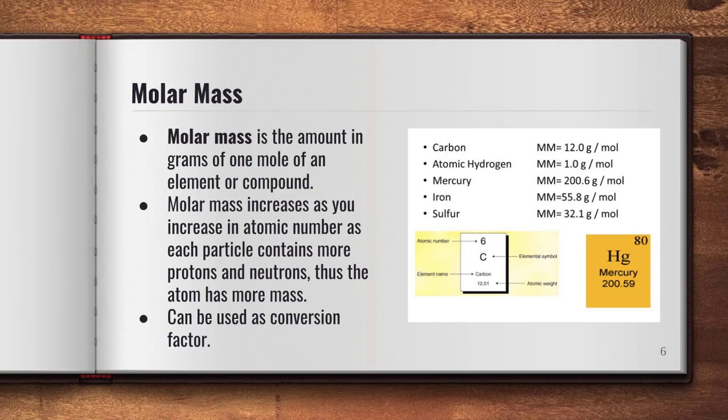So now we have 2 new conversion factors that we can use. We can go in between atoms and moles, and we can go in between moles and grams. Atoms and moles is always Avogadro's number, and grams and moles is based on the information found on the periodic table. So you'll see what we mean here in just a moment.